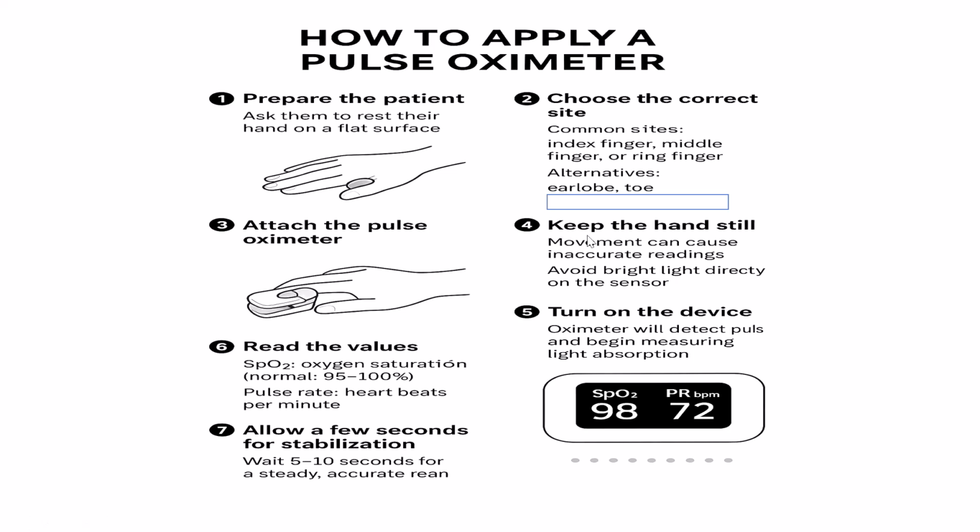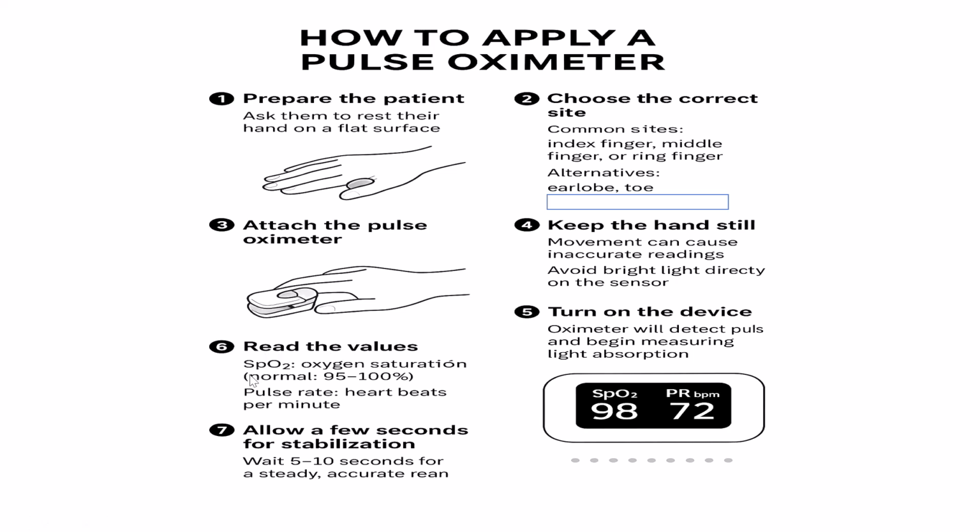The fourth step, we must keep the hand still because movement can cause inaccurate readings, and we must avoid bright light directly on the sensor because our device depends on light. Bright light directly on the sensor affects the results. Then you turn on the device, the oximeter will detect the pulse and begin measuring light absorption. As we said, oxygenated blood absorbs infrared, while deoxygenated blood absorbs red light.